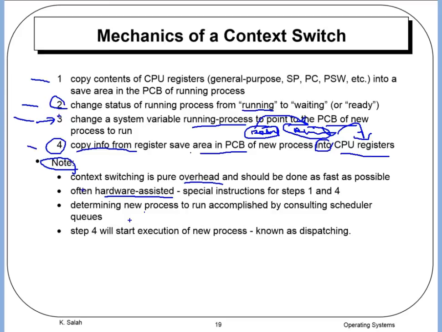Step number 3 is actually determining the order in which the processes run. That is the scheduler. And number 4 would be the dispatcher, the loading of the CPU registers, the loading of the information or data that is stored in the PCB block into the CPU registers. This is pure dispatching.